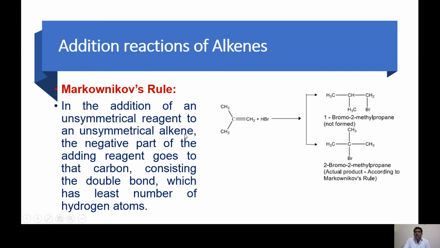According to Markovnikov's rule, in the addition of an unsymmetrical reagent, because this HBr is unsymmetrical, to an unsymmetrical alkene, the negative part of the adding reagent goes to that carbon which has the least number of hydrogen atoms. This HBr, we know Br is partial negative. So Br will go to that carbon which has fewer hydrogen atoms. So out of these two, this second product will form, and we get 100% formation of this product.